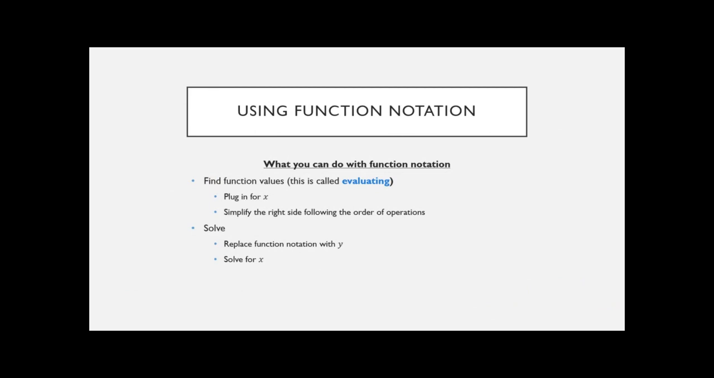The second thing you can do with function notation is solve. So you might be told to find the zeros of a function. And so what you do is you first replace your function notation with y. So instead of writing f of x, you'll write y. And then you might be solving for x, or you might be plugging in numbers for y or something like that. So those are the two things that you do with function notation. And generally, you end up with function notation solving for x in some form. You'd just be replacing the f of x with something else.